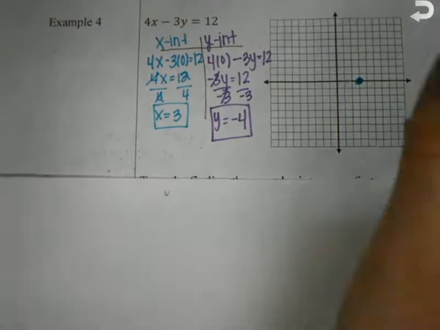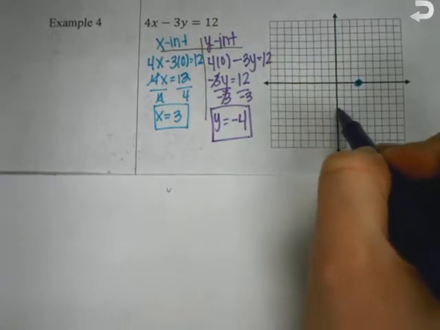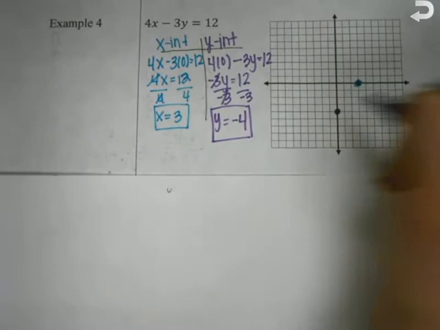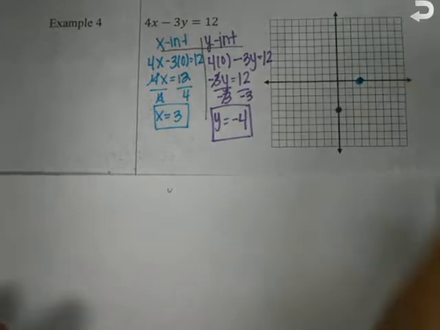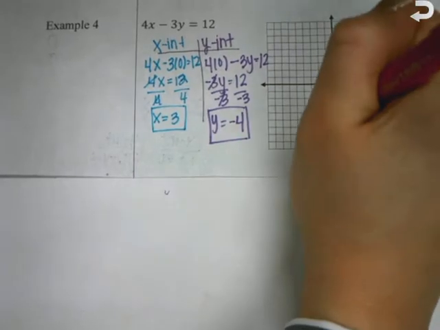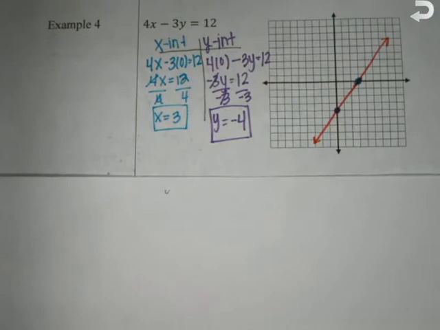Is that where you guys got your points? And then what's the last step? We're going to draw a line. So make sure that you draw a straight line through both of them and put the arrows at the ends, because lines go on forever. And that's how we do it. Now we have an easier method for this.